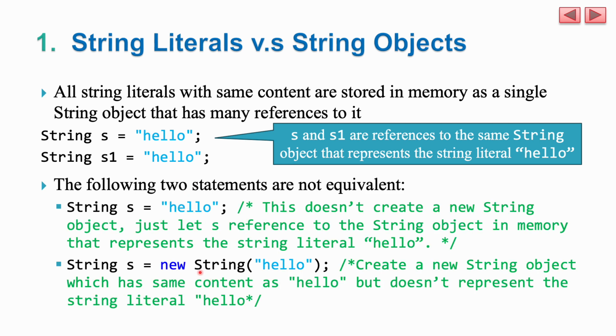But the statement that assigns the string variable s the expression new String hello, like this, creates a new string object which has the same content as hello but doesn't represent the string literal hello. So in this case, the variable s references the new string object. So these 2 statements, this one and this one, are not equivalent to each other.